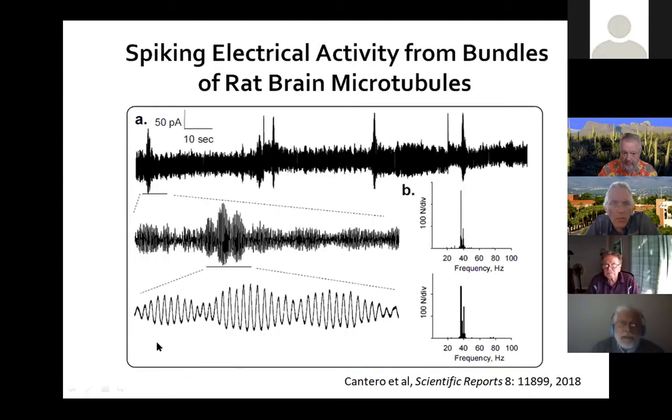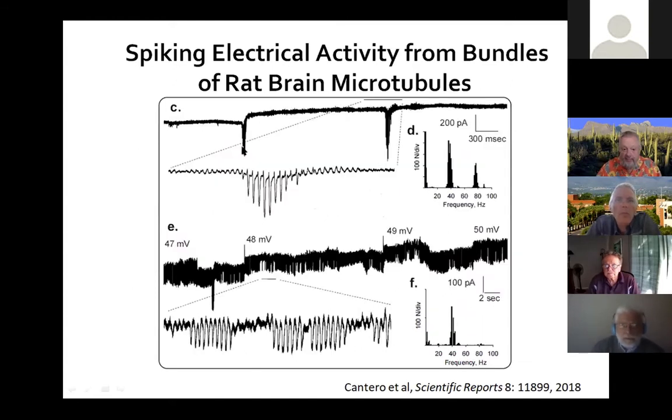And we also see these patterns. They're much more sophisticated, and they have these bursts like spikes in neurons. Here you have another system of trains here and here. So basically, bundles of microtubules from rat brain are a little bit more sophisticated than the 2D sheets that we used before.